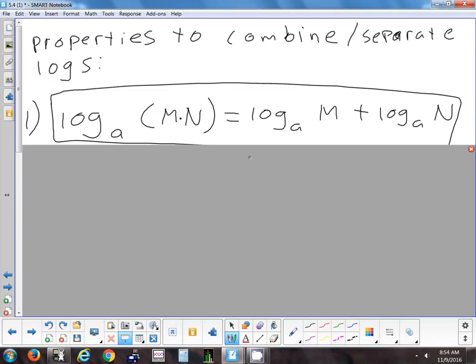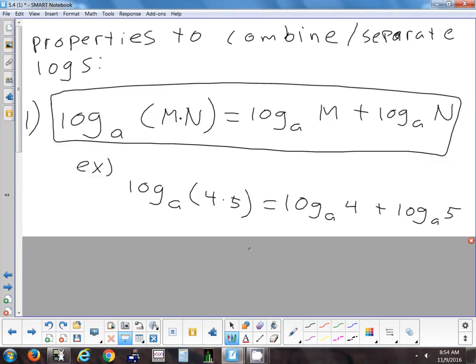The product gets replaced with a sum, and the argument to your first log is your first factor. The argument to the second log is your second factor. Okay, so if you want an example with numbers, you could do something like that. Now, I'll show you that this works. And the easiest way for me to show it on the calculator is to use a certain base. I have 2 bases I could pick from to show you this rule.